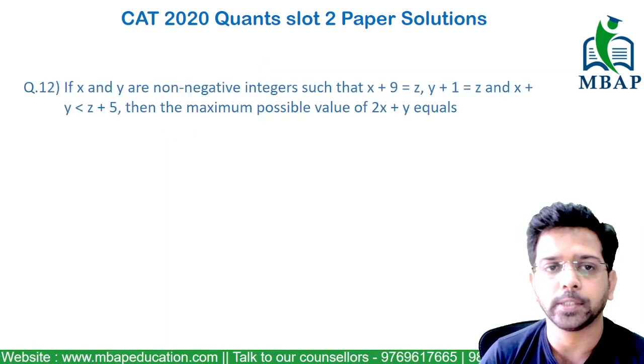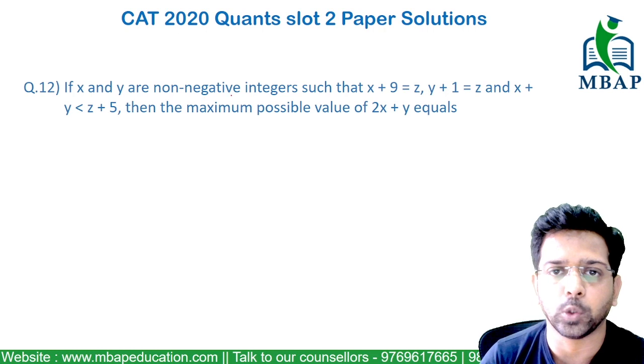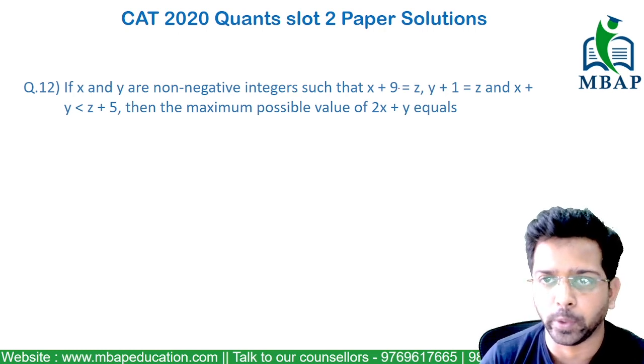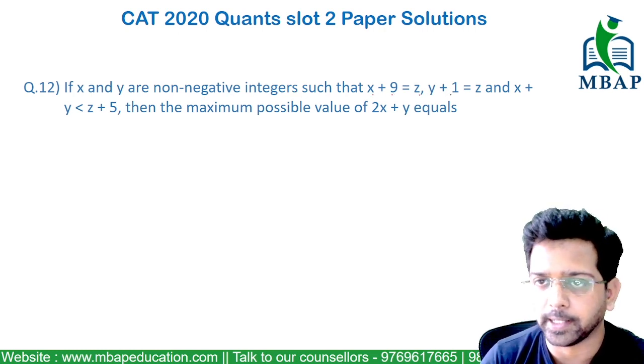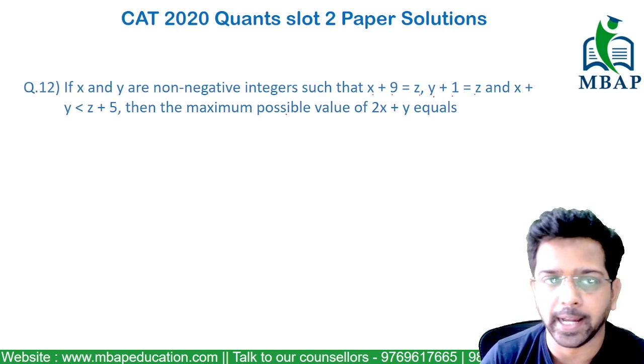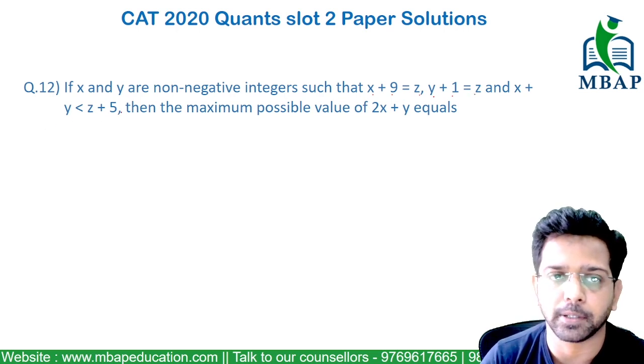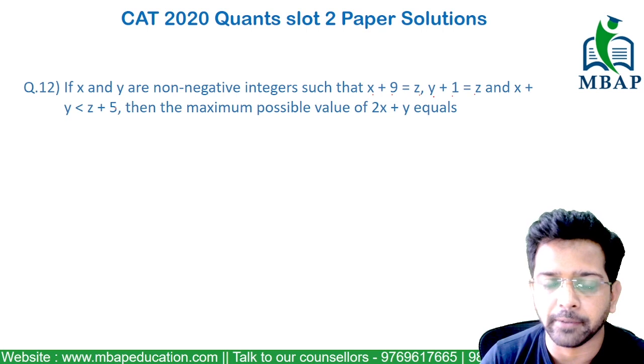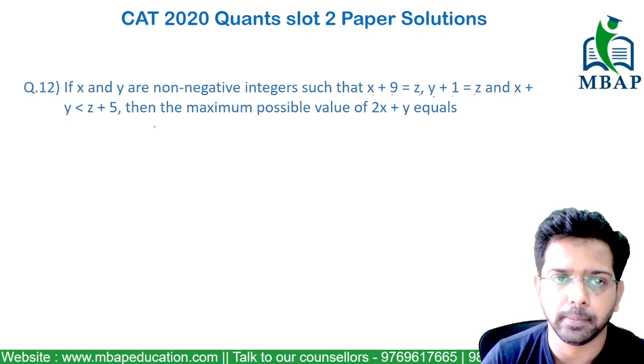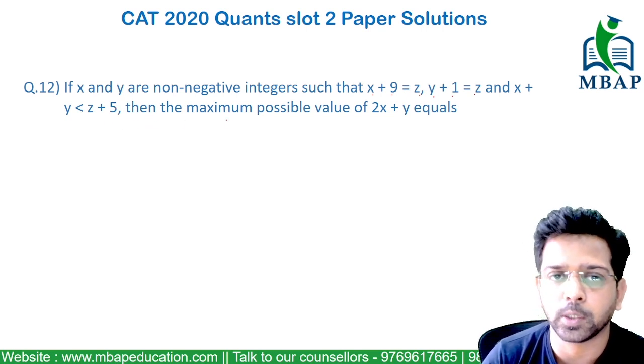Let's take the next question. The question says if x and y are non-negative integers, which is 0 and beyond, and x plus 9 is equal to z, y plus 1 is equal to z, and x plus y is less than z plus 5. Though a lot of things have been given to you in terms of variables, take it step by step. Very easily you'll be able to solve the question. The question is find the maximum value of 2x plus y.